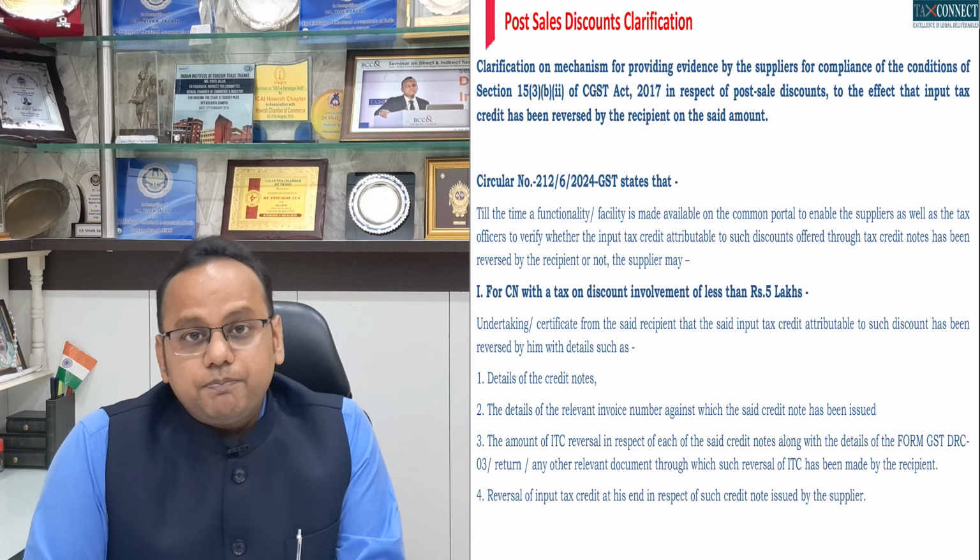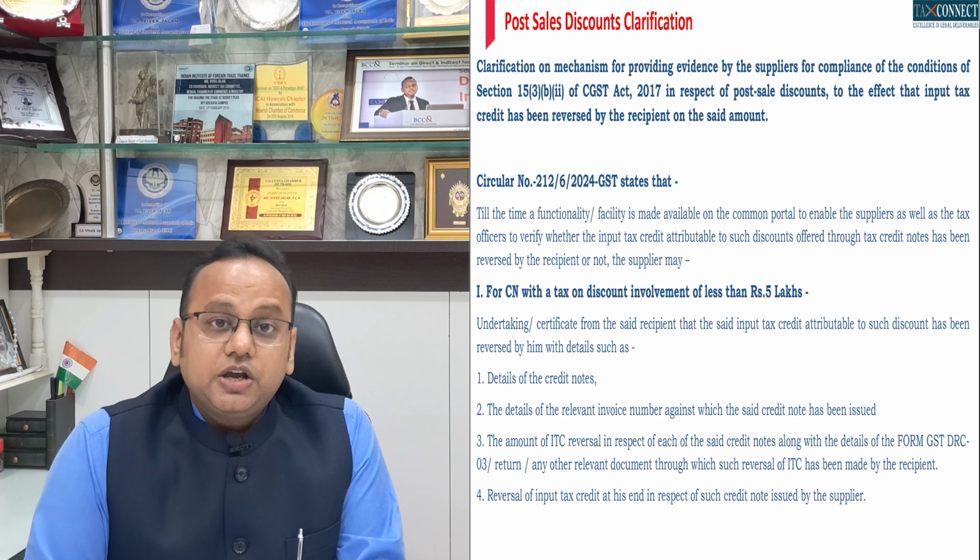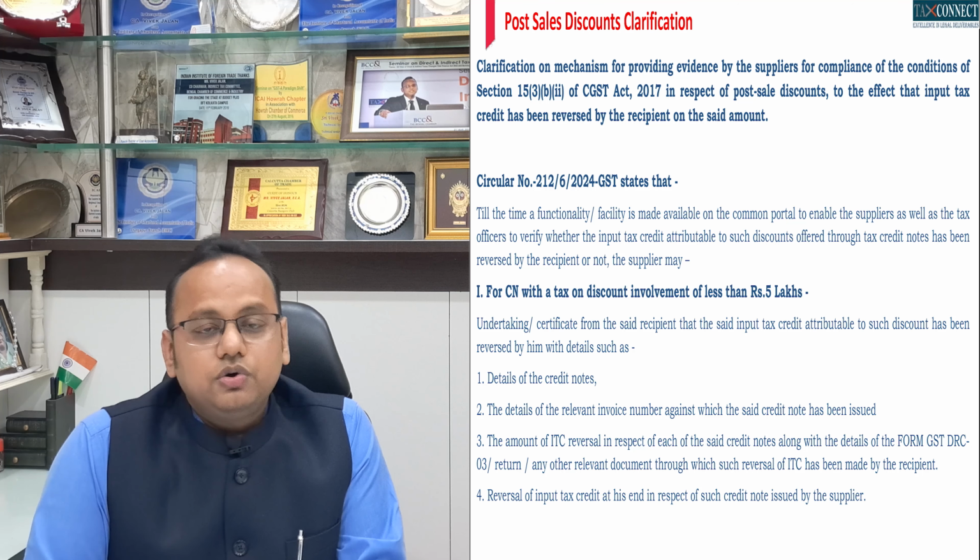This is impossible performance as of now because there is no machinery to ensure, and it is available with the issuer of the credit note to ensure that the recipient of the credit note has reversed the input tax credit. Now, via Circular 212 of 26th of June 2024, a machinery has been provided. Although it is a manual procedure or mechanism, yet as of now there is a mechanism which is at least binding on the GST officers.